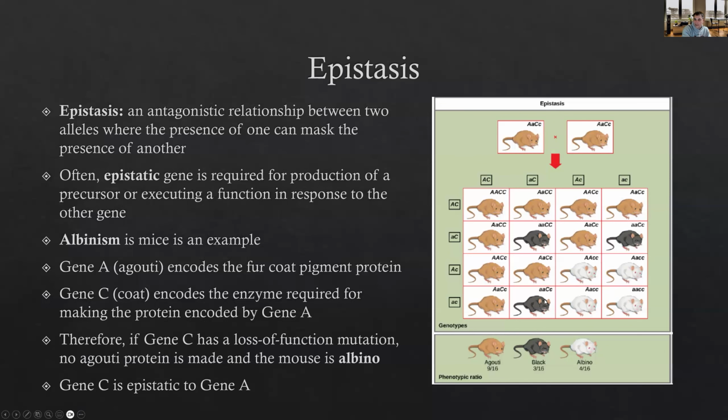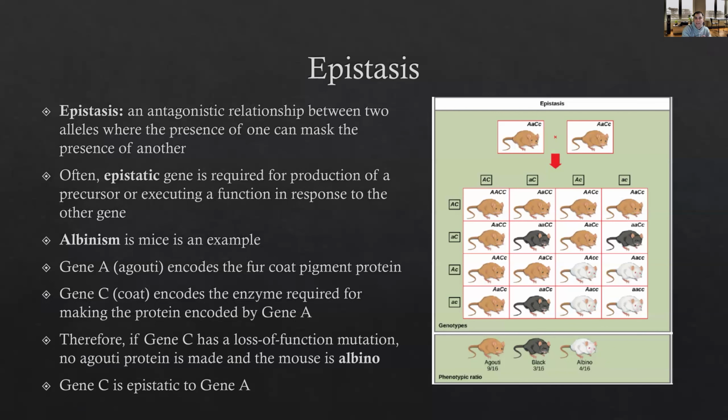Rather than giving the dominant brown phenotype as we should get, the fact that we are homozygous recessive for this coat gene makes them all turn white, which means this particular gene is controlling the output of this gene. Whatever's encoded by C is important for the expression of A.